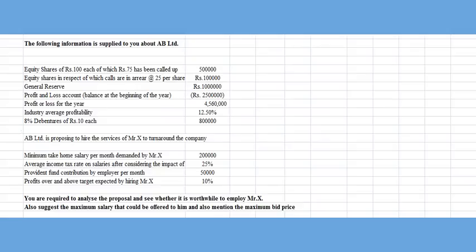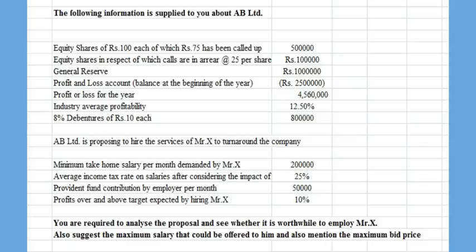AB Limited is proposing to hire the services of Mr. X to turn around the company. Cost of the company in appointing him in that company is given below. Minimum take-home salary per month demanded by Mr. X is rupees 2 lakhs. Average income tax rate on salaries after considering the impact of rupees 3 lakhs per annum, that is exemption amount, is 25%.